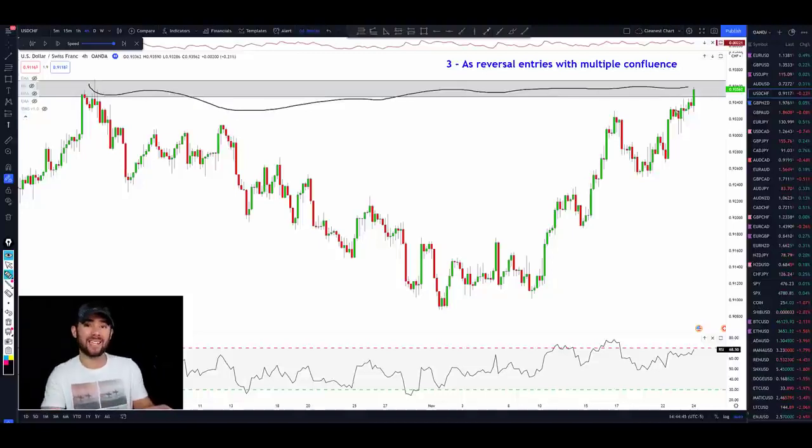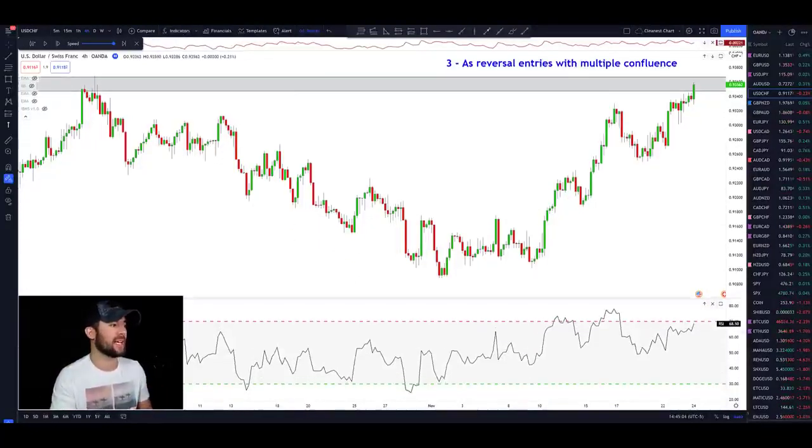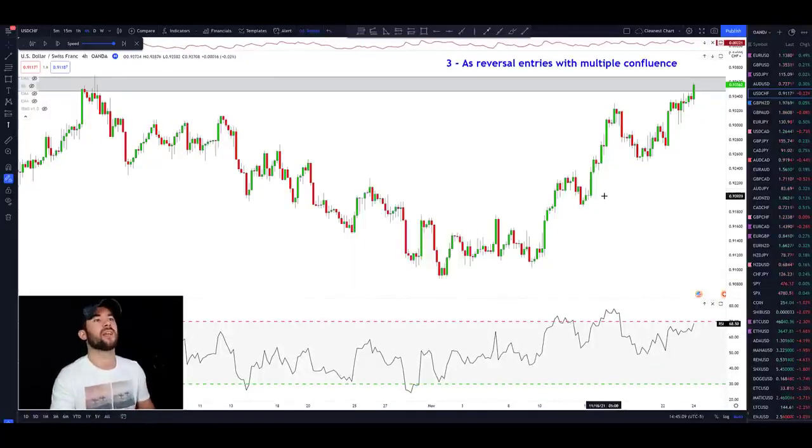I want that to combine with RSI divergence. That's my favorite way of putting confluences together for reversals. RSI divergence. For that, you're going to need an RSI indicator on your chart. All you got to do is go to indicators and type in RSI. It should pop up on any charting platform. And the settings for the RSI are just the stock settings. I just have it at a 14 period RSI.